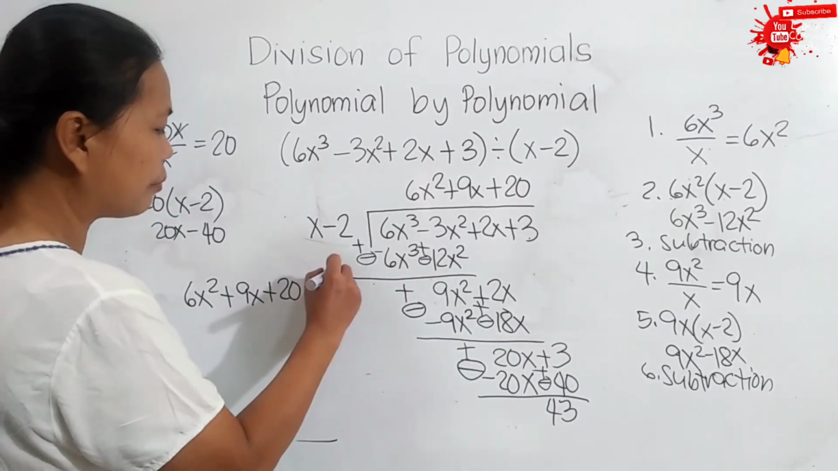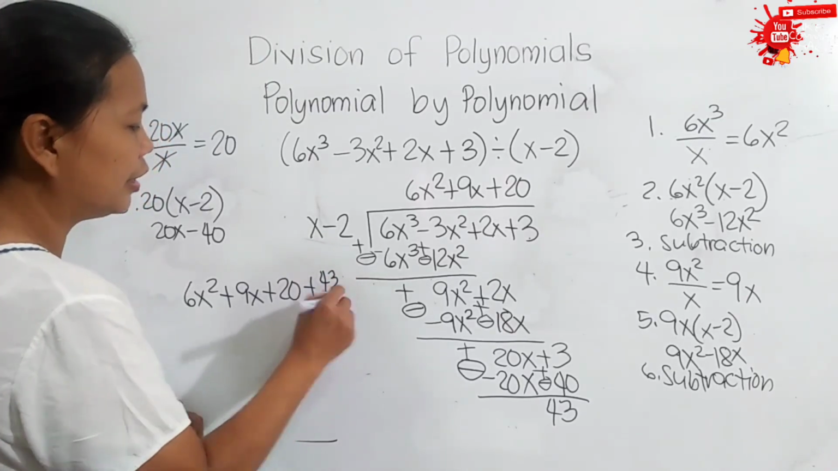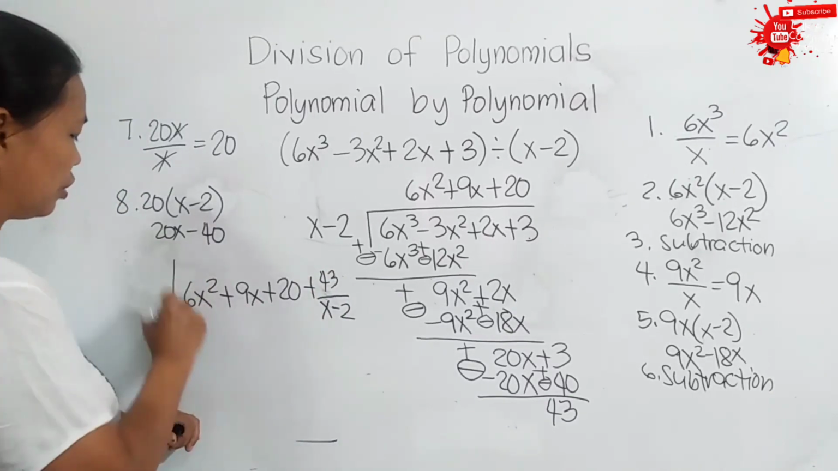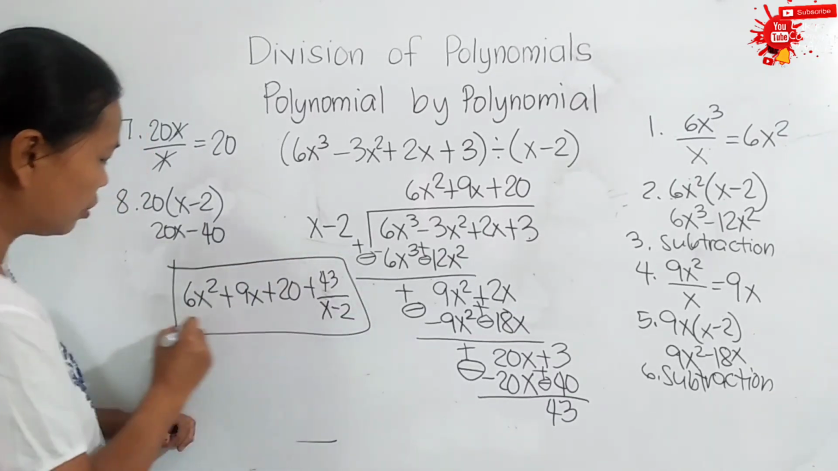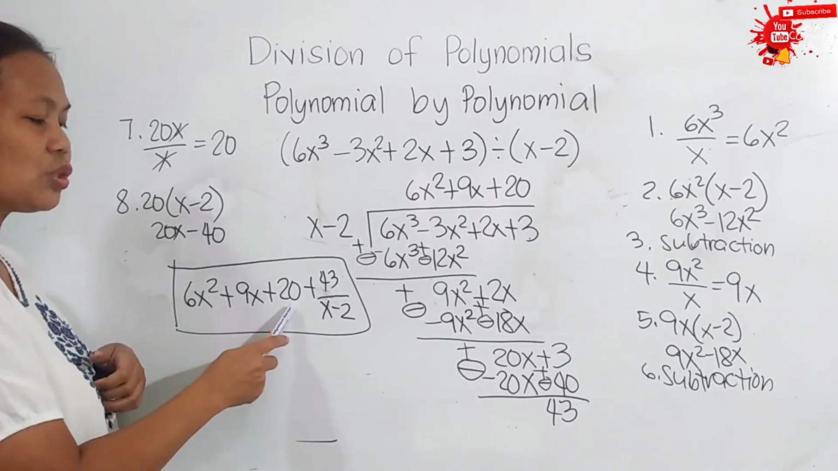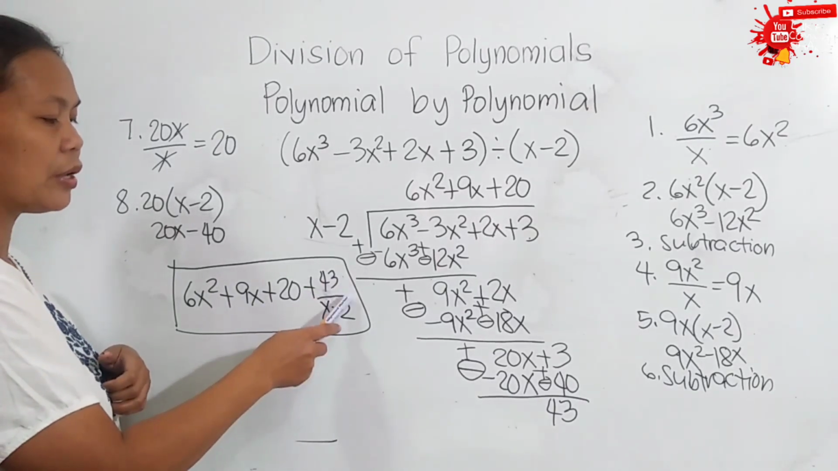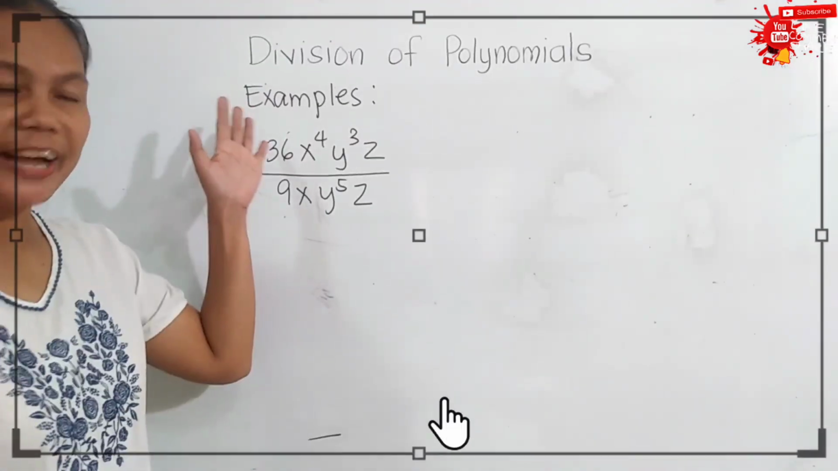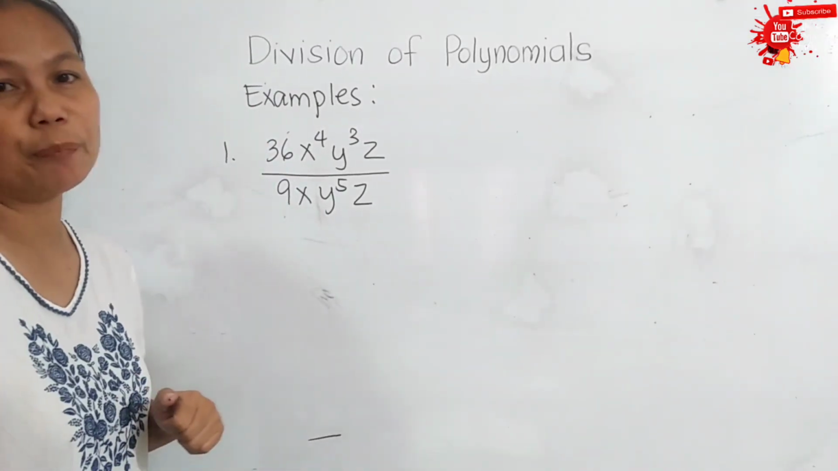Then we copy the remainder over the divisor, which is x minus 2. So this will now be our quotient. So we have here 6x squared plus 9x plus 20 plus 43 over x minus 2. Let's have more examples of the division of polynomials.